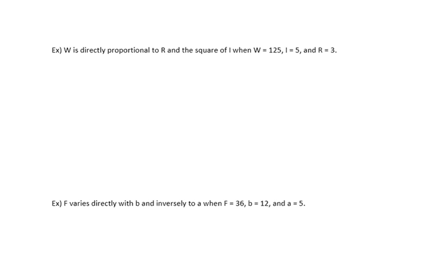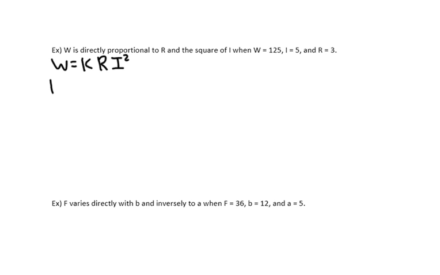All right, a couple others I want to take a look at then. W is directly proportional to R and the square of I when W is equal to 125, I is equal to 5, and R is equal to 3. So we need to write this out first. Okay, don't forget your constant of variation. Directly proportional to R, square of I. Now that is not the square root of I, that is I squared. Now, plug in what you know.